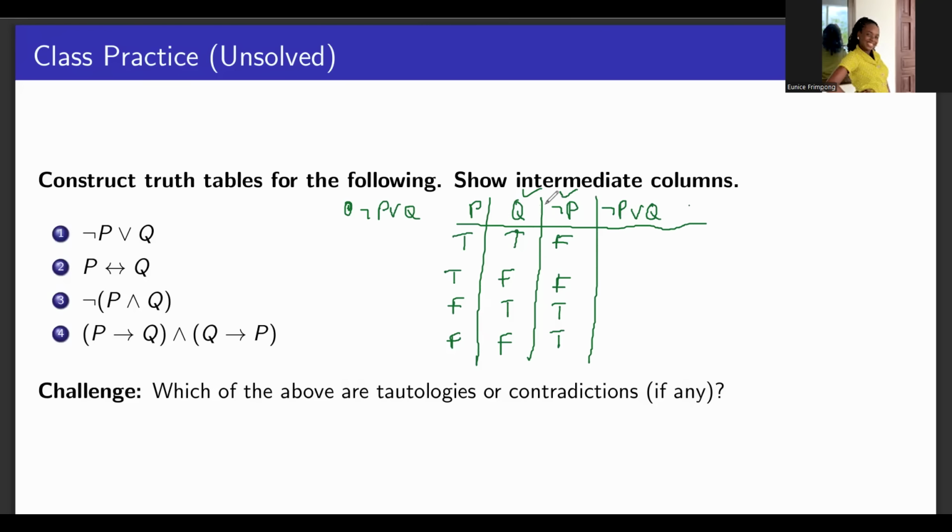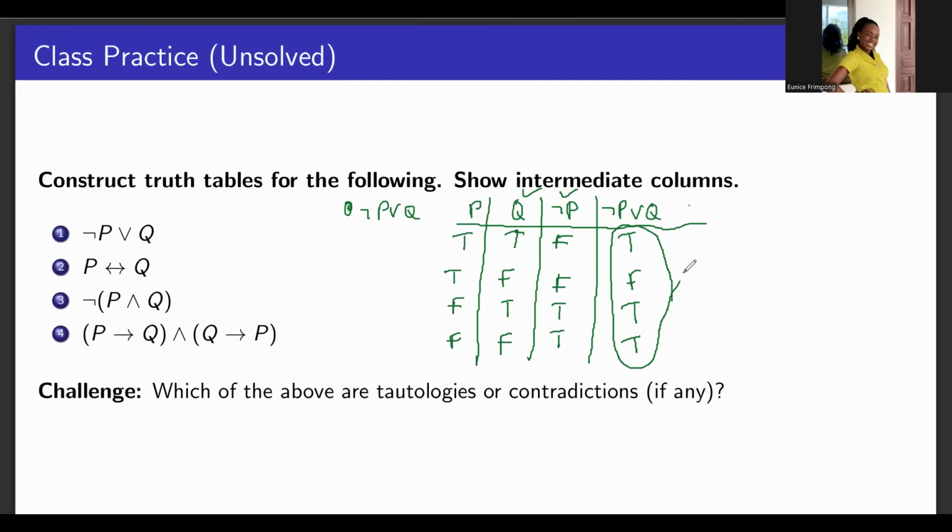Negation of P or Q, okay? Q is true, negation of P is false, so it's true. Q is false, negation of P is false, so this is false because both of them are false. Q is true, negation of P is true, so we have it as true. Q is false, negation of P is true. Once negation of P is true, it is true. So this is the outcome. The final response for negation of P or Q is true, false, true, true.